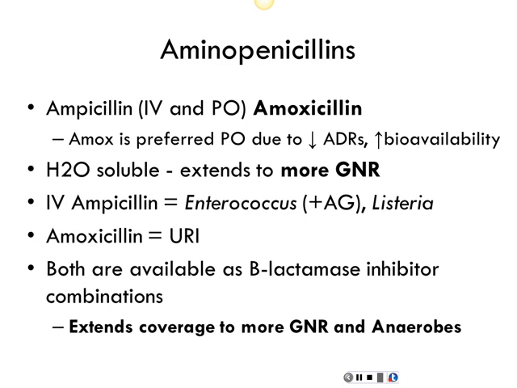So I've got here extends coverage to more gram-negative rods and anaerobes with the beta-lactamase inhibitor. So we do pick up anaerobes in a lot of cases with the beta-lactamase inhibitor. Specifically, when we say anaerobes, what do we mean? Bacteroides. So it picks up Bacteroides fragilis. So anaerobic coverage in terms of your beta-lactamase inhibitor is going to be the Bacteroides. So Augmentin and Unasyn pick up anaerobes, specifically Bacteroides.